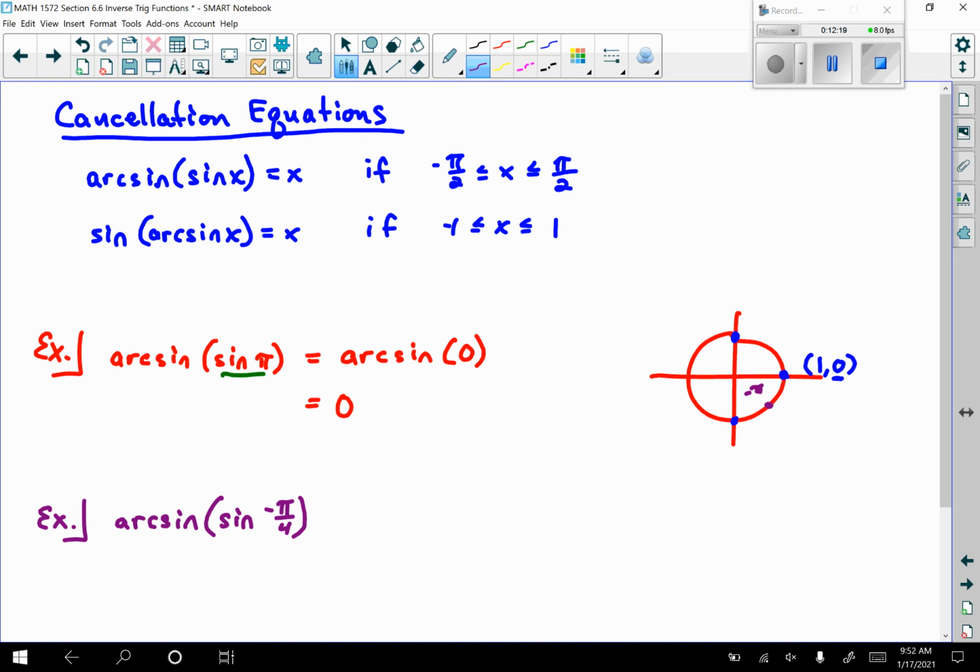So this is negative pi over 4. This would be the ordered pair of positive radical 2 over 2 and negative radical 2 over 2. So sine of negative pi over 4 is negative radical 2 over 2.